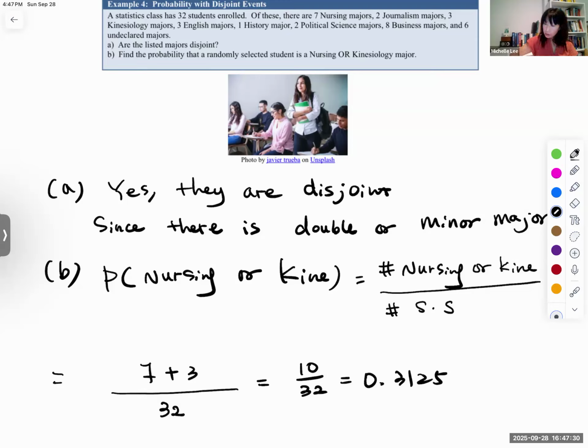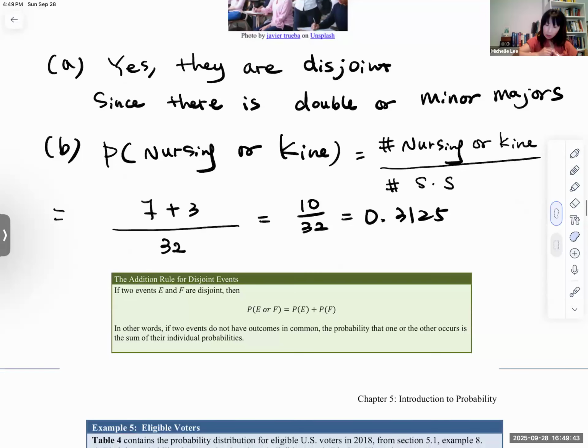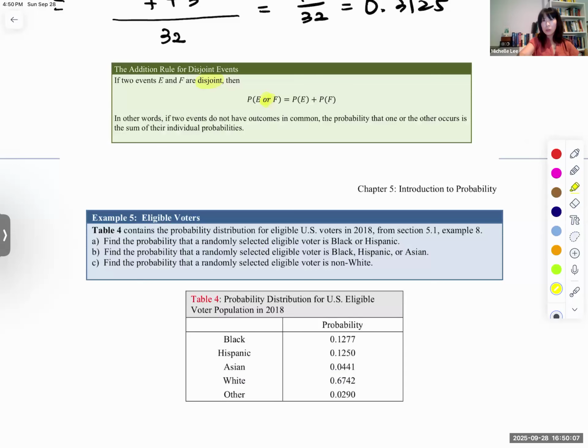Now from this one, we can derive the formula, right? If we have an OR part and the events are disjoint, then we can just add the probabilities. Let me highlight: if events are disjoint and we have an OR part, we can just add them. So let's do this example.